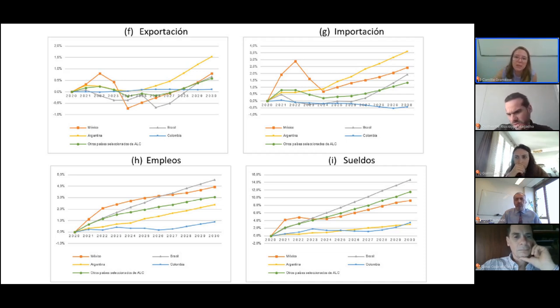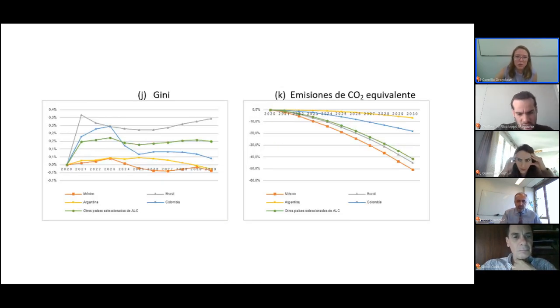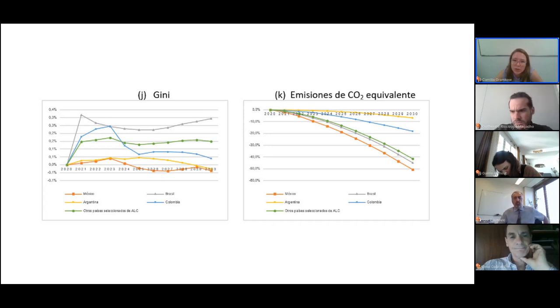There is an accelerated creation of wage, of value in the economy. The impact in terms of the Gini is very small. You can see that it is inferior to 0.5%, but it's still worrisome, because if there are no income distribution policies, the green transition can create some worsening of income distribution in the region.